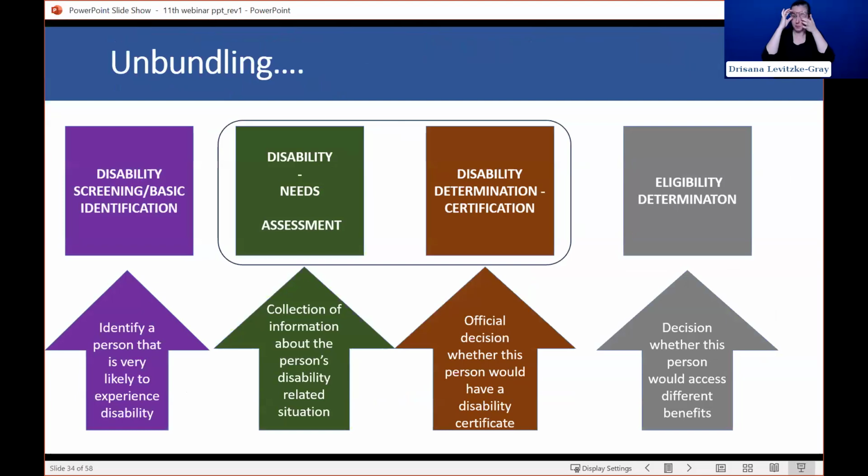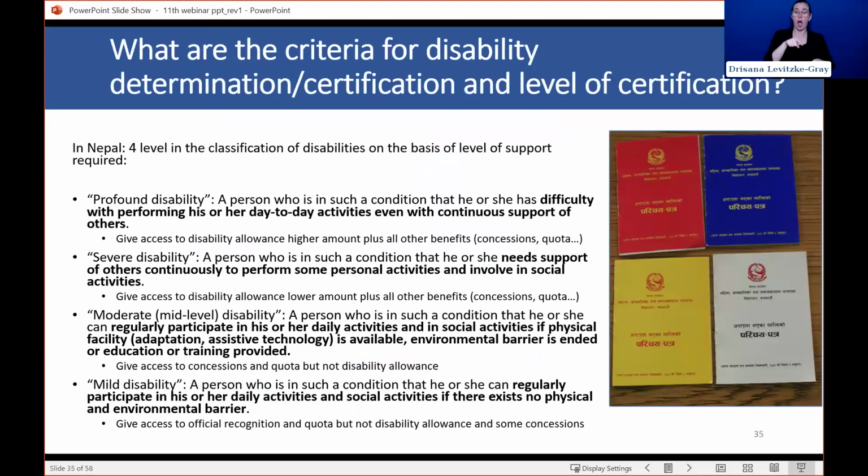Another issue that we've seen is the importance to dissociate conceptually the disability assessment, which is the information that you collect about a person's disability-related situation, and the certification, which is the official decision that you make based on the assessment and official criteria. And it's very important to have a good conversation across stakeholders on those criteria. So I just project on the screen the case of Nepal, which uses a classification based on the level of support required. I won't go into detail, but it's very important to have this clarity because it influences how assessment is defined and done.